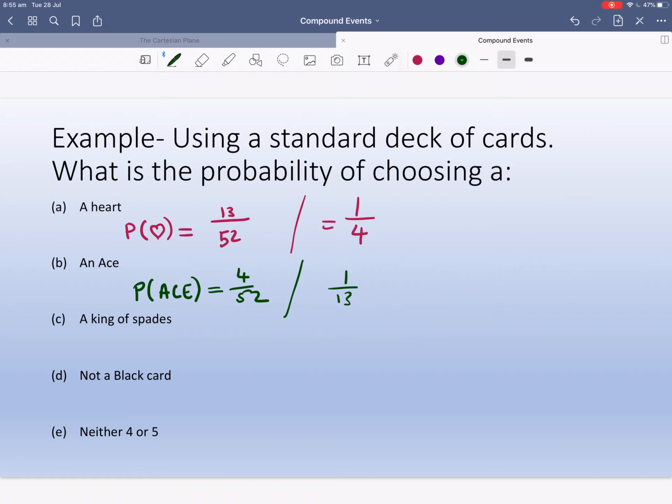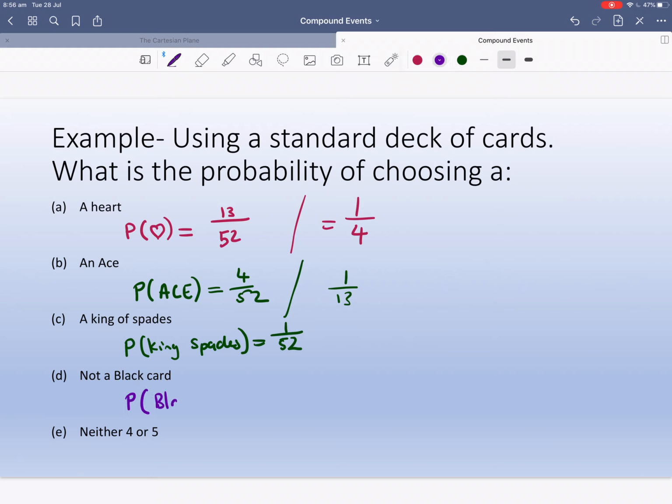All right. What about a king of spades? I'm just going to write king, spades. There's actually only 1 of those cards in the whole deck. So it's 1 out of 52. All right. Now the next one is not a black card. Okay, so I'm going to show you how to do this. I'm going to draw a different color, purple.